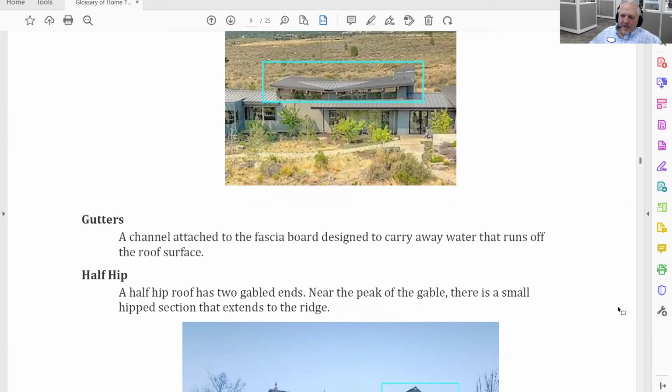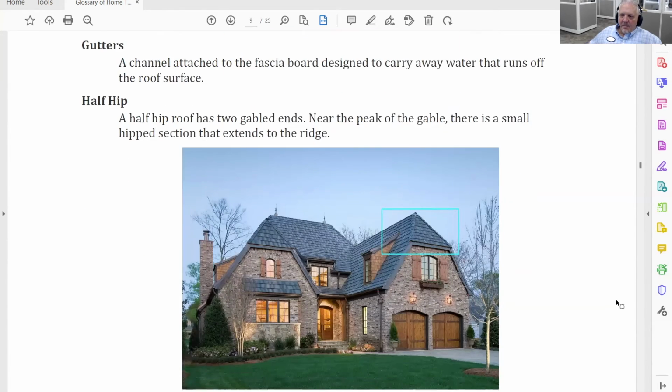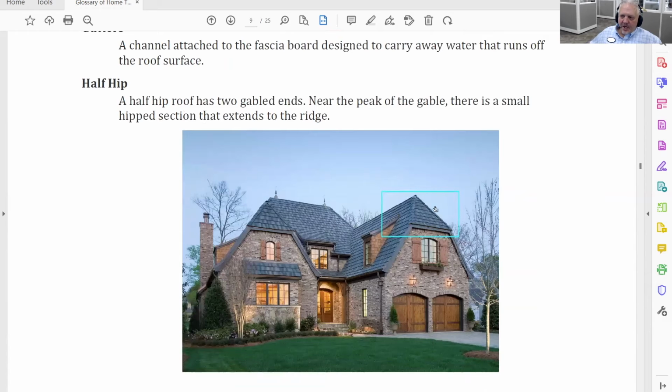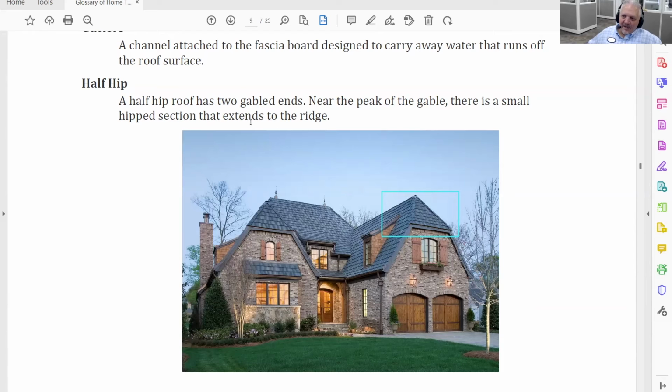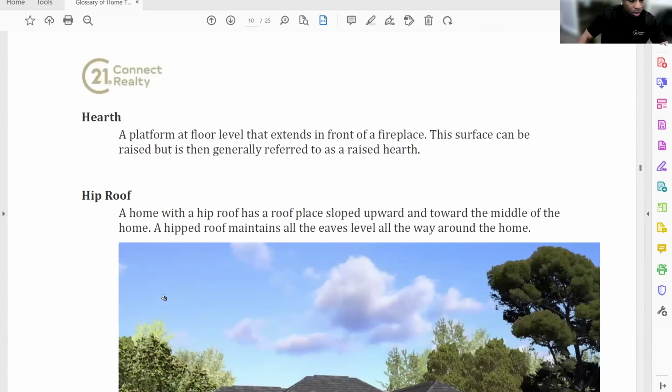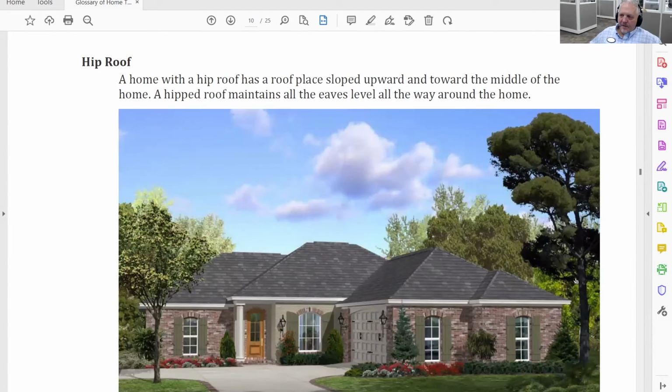We already talked a little bit about gutters. A hip roof is characterized by this little clipped portion of the roof line. So if that clip were not there, this would be what? Gable. A gable end, but because it's clipped off, it's technically a half hip roof. Okay, let's look at a full hip roof. This would be a full hip roof.